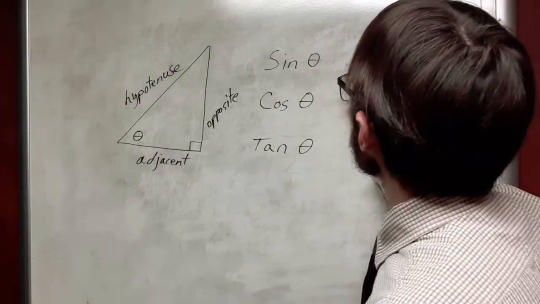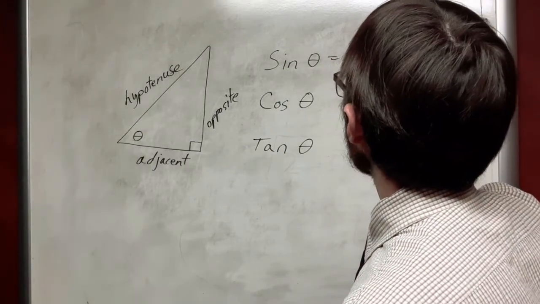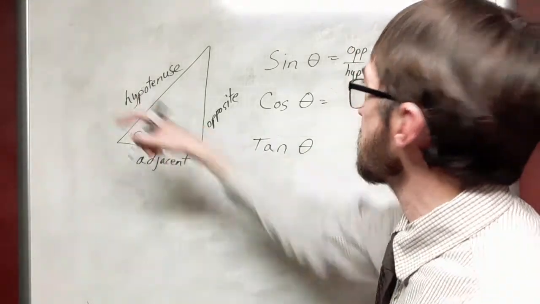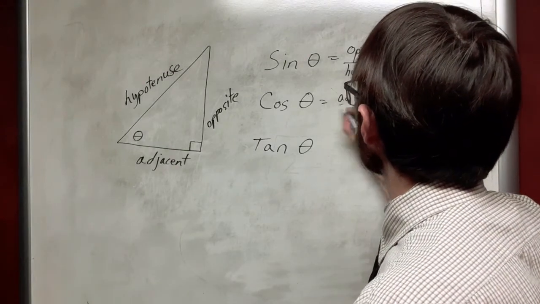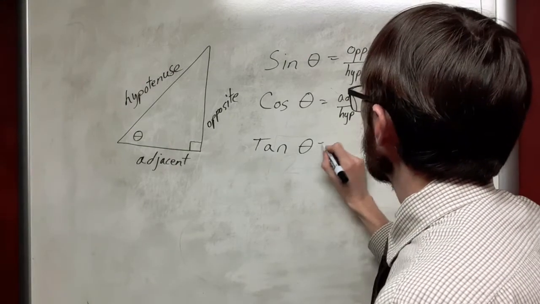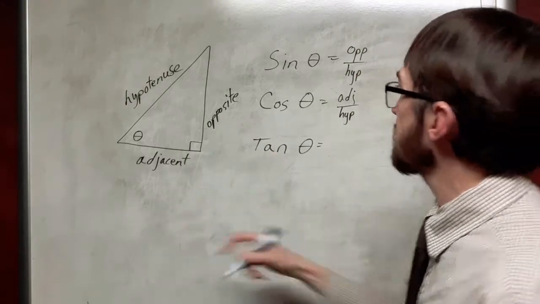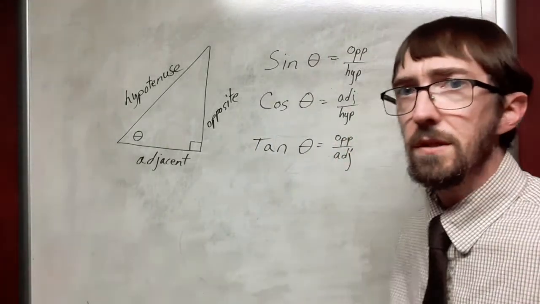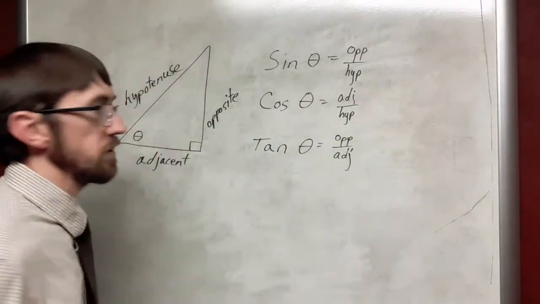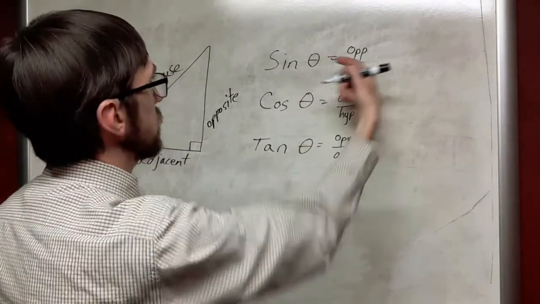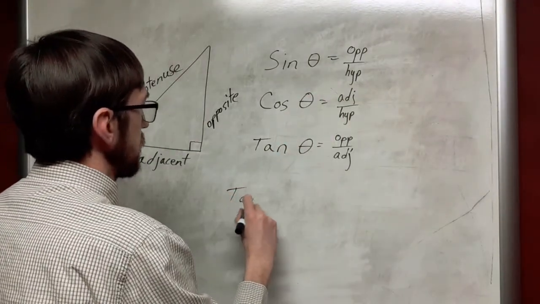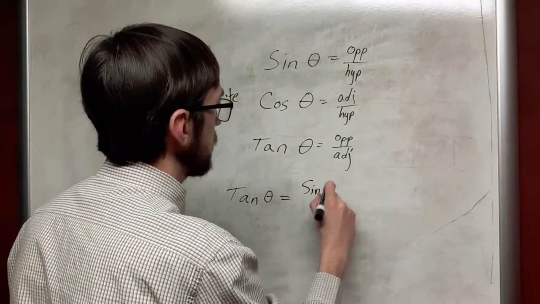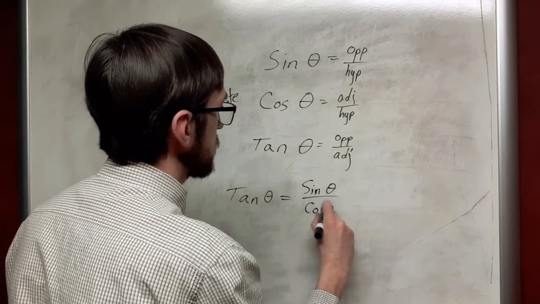Sine is going to be the opposite over the hypotenuse. Cosine is going to be the adjacent over the hypotenuse. And tangent is going to be the opposite over the adjacent. Something interesting about the tangent function here is it can be defined in terms of sine and cosine. We can say that tangent of theta is equal to sine of theta divided by cosine of theta.